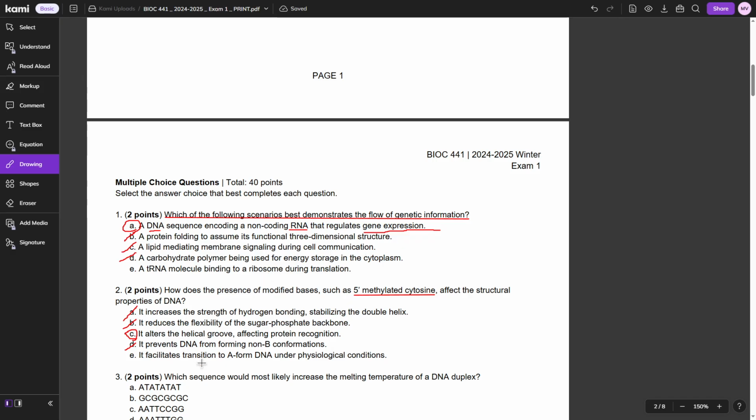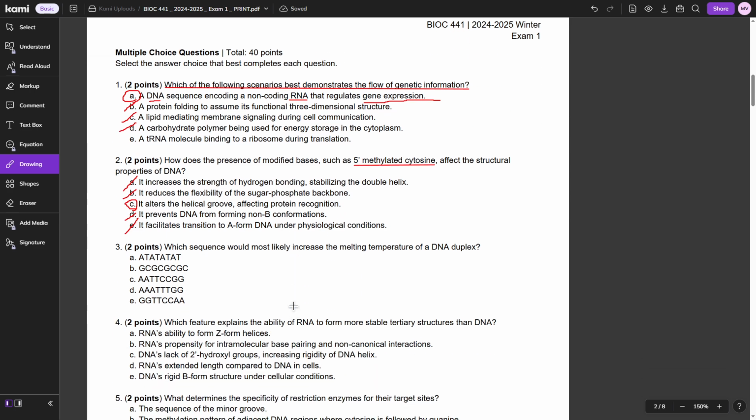And it facilitates transition to A-form DNA under physiological conditions. No, I don't think so. I don't really know when that is ever true. If that were the case, then I would expect all of my DNA to go from B to A under normal conditions, because there's a lot of DNA methylation that goes on, so that doesn't really make any sense. So I think C is the best answer there.